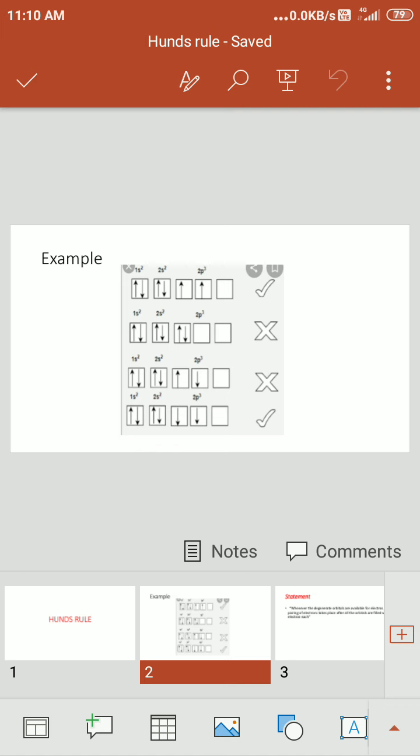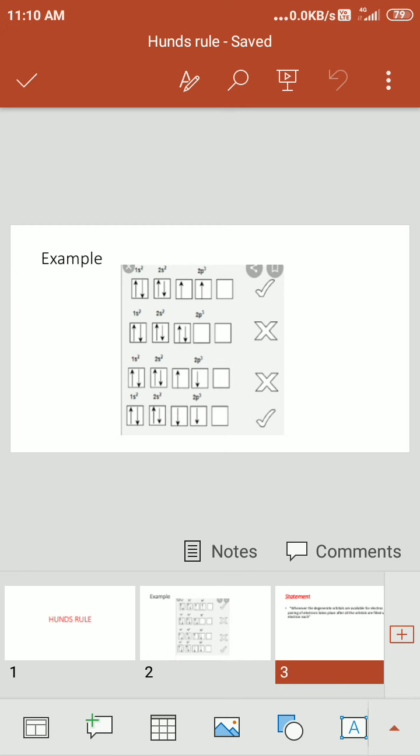Look at the cross mark. Here in 2p3, two electrons are accommodated in only one orbital. So this is the wrong method. Why is this wrong? That can be explained by Hund's rule.